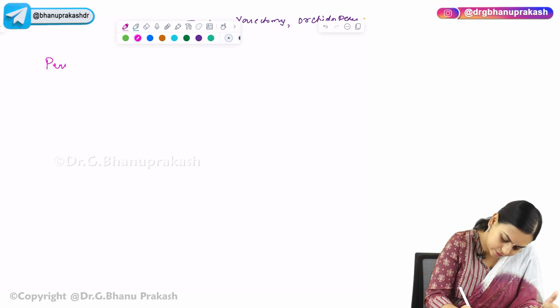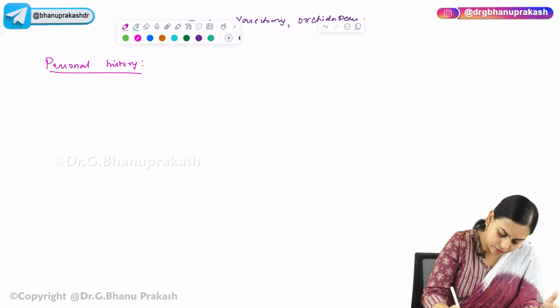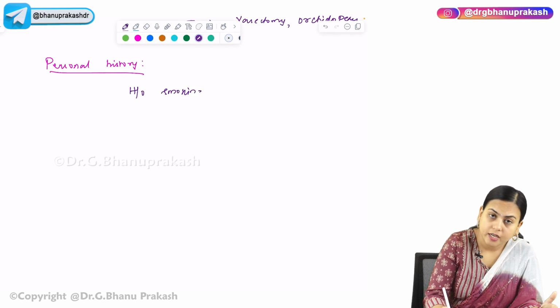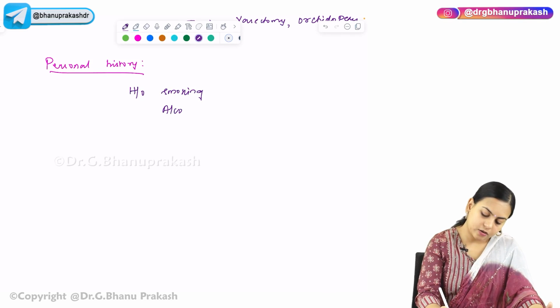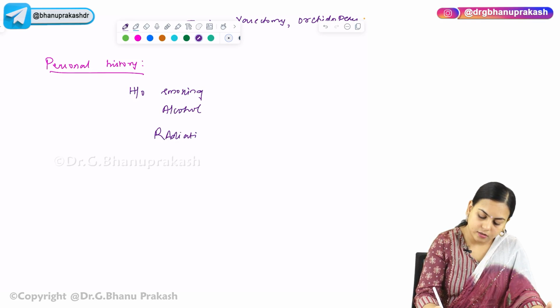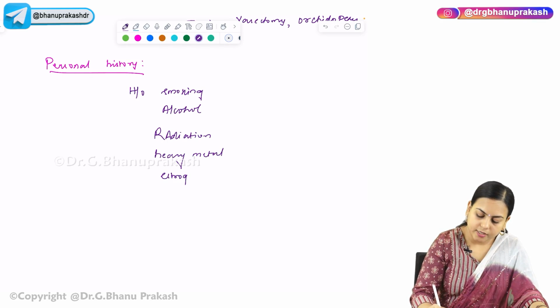Not only this, we will be asking about the personal history as well. So, personal history will include if there was a history of smoking, alcohol, then radiation, heavy metals exposure, and estrogen exposure.